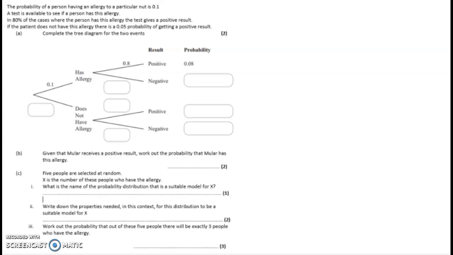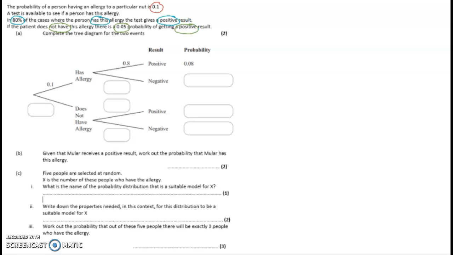Let's read the question. The probability of a person having an allergy to a particular nut is 0.1. A test is available to see if the person has the allergy. In 80% of the cases where the person has the allergy, the test gives a positive result. If the patient does not have the allergy, there is a 0.05 probability of getting a positive result.